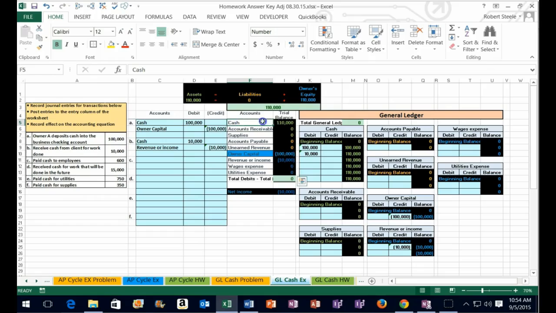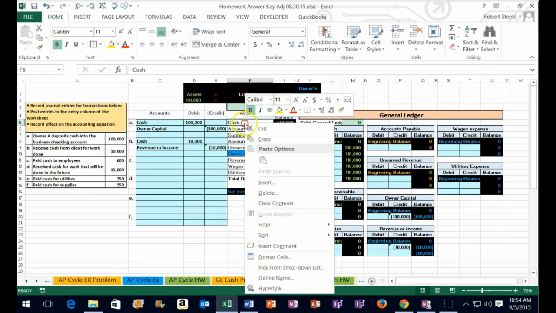So then we can take a look at the next one, cash, paid cash to employees. So is cash affected? Yes. Is it going up or down? Down. Does cash have a debit or credit balance? Debit. How do we make something go down? We do the opposite thing to it, which in this case would be a credit. So that's a debit balance. We need to make it go down. We're going to credit it.